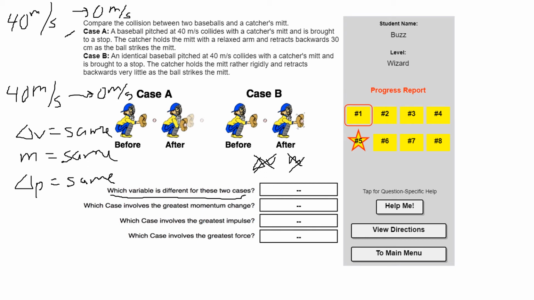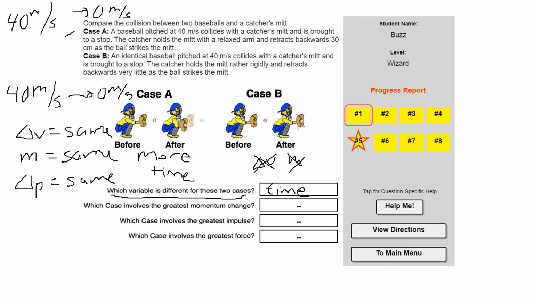Let's think about it. If you hold your hand firm and stop a ball, it stops quicker than if you let your hand move with the pitch. So the difference is time. That's the difference between the two situations, is time. One stops it quickly, one takes more time to slow it down. Which one takes more time? Case A takes more time. You know that because it gives it.